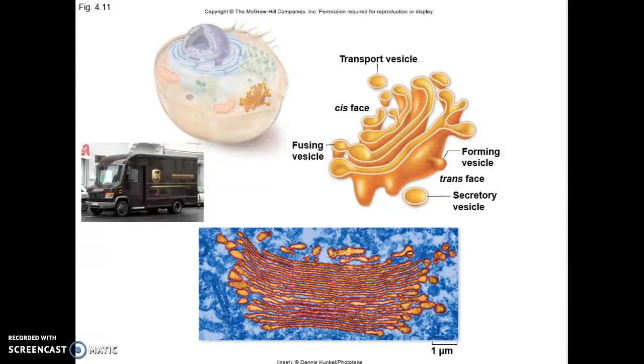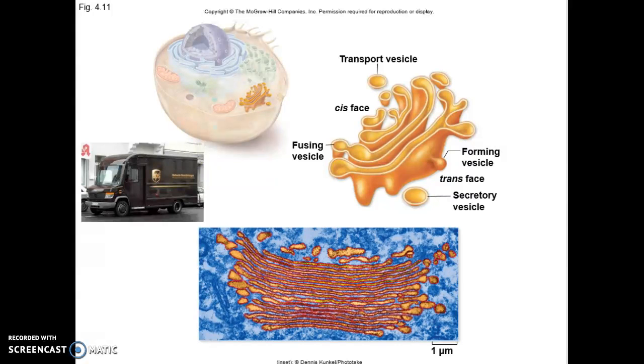Products come to it in these little bags called transport vesicles. They hit the Golgi. The Golgi takes it, blends it in, moves it through the Golgi, kind of rearranges it, reorganizes it. It might need to repackage it a little bit, and then it pushes it out the outside of the Golgi called the trans face, and it puts it in a little bag known as a secretory vesicle.